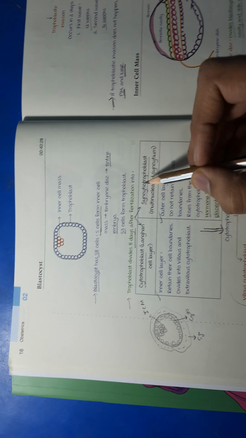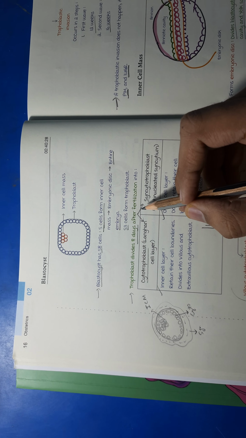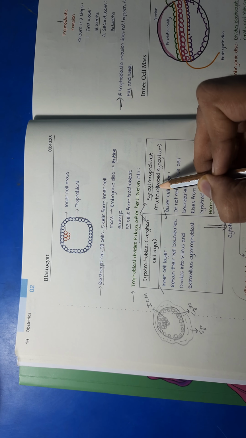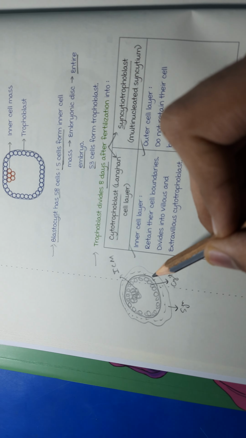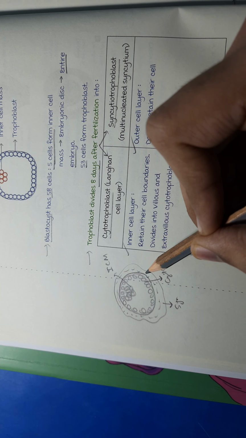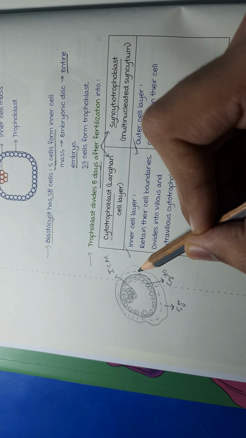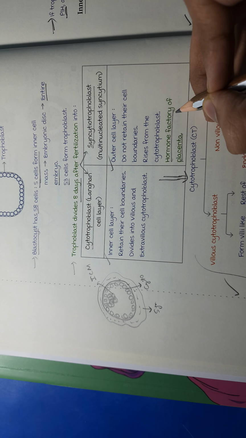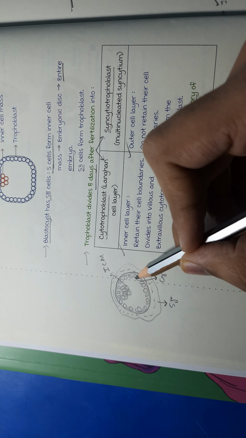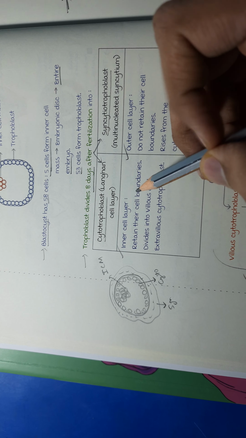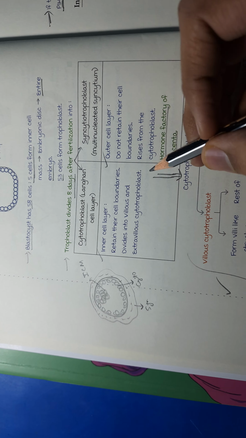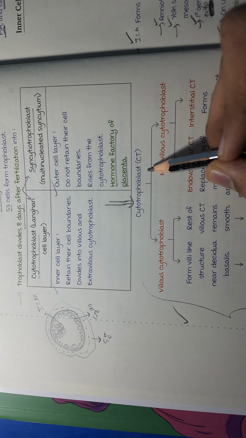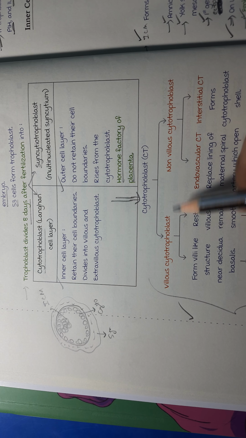What is the function of trophoblast? After 8 days of fertilization, the trophoblast will divide into cytotrophoblast and syncytiotrophoblast. So out of the 53 cells, some will fuse and form a multinucleated syncytiotrophoblast, whose function is to be the hormone factory for the placenta, and the remaining trophoblasts are called cytotrophoblast because they still retain their cell boundaries. They divide to form villous and extravillous cytotrophoblast. So cytotrophoblast divides into villous and non-villous.